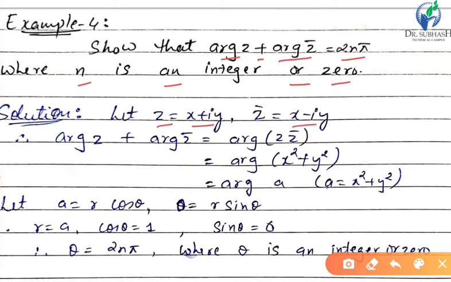Now from the formula of argument, we can write argument of z plus argument of z bar is equal to argument of z into z bar. Now z into z bar will be equal to x square plus y square. You can multiply these both terms and you can verify it. And now I am assuming x square plus y square as a. Now I am taking a equal to r cos theta and r sin theta equal to 0, because we are taking real and imaginary part.